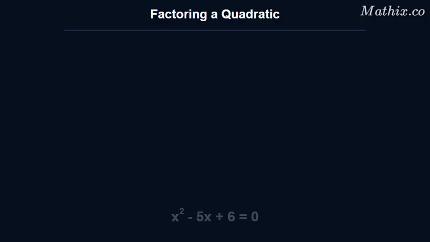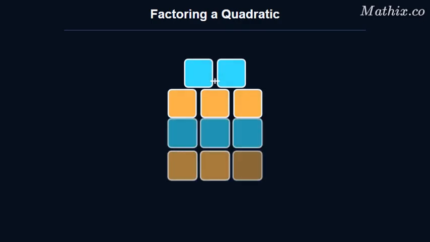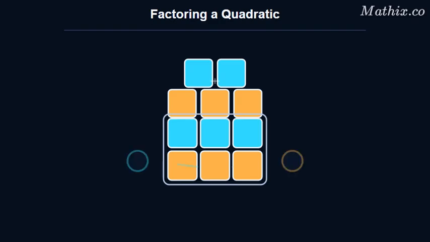Start with the quadratic equation. We need two numbers whose sum is 5 and whose product is 6. The pair 2 and 3 satisfies both conditions, so the quadratic factors into two linear factors. Set each factor equal to 0 to get the two solutions.